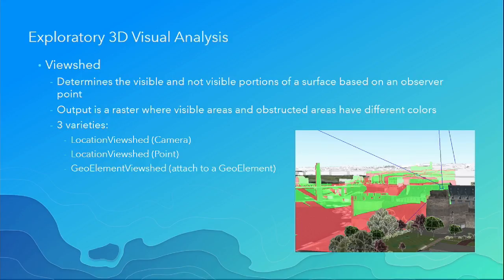So you can set a camera object and perform the viewshed based on that camera. You can also just give it a point geometry. If you give it a point geometry, you have to set some additional things like the heading and the pitch. And finally, you can use geo-element as well. So this works in the same way as line of sight. You can give it a graphic or feature, and then if that graphic or feature's geometry changes, the viewshed will automatically update.